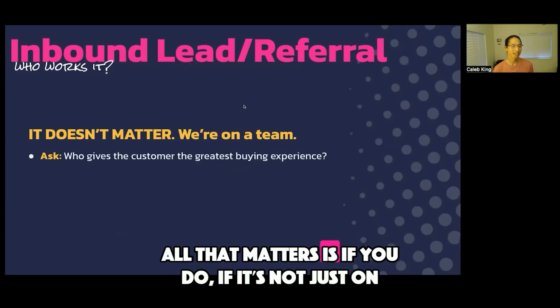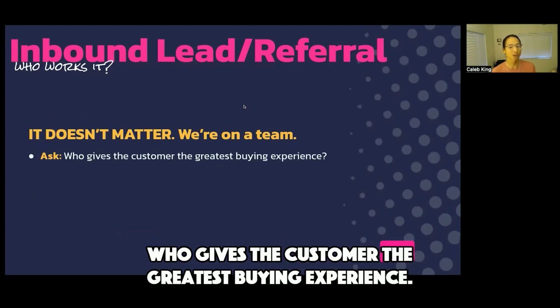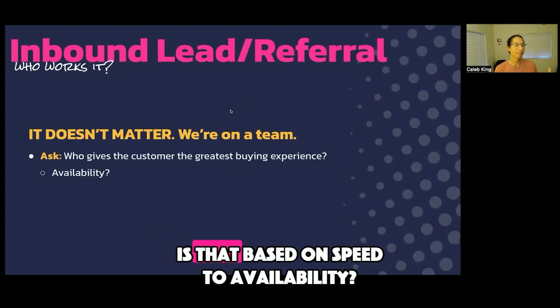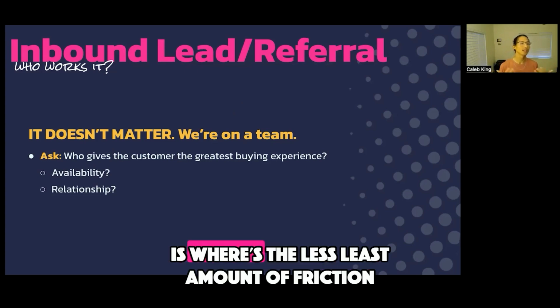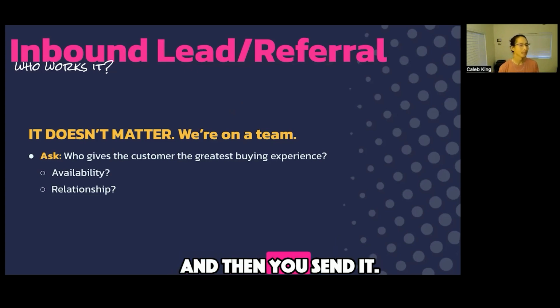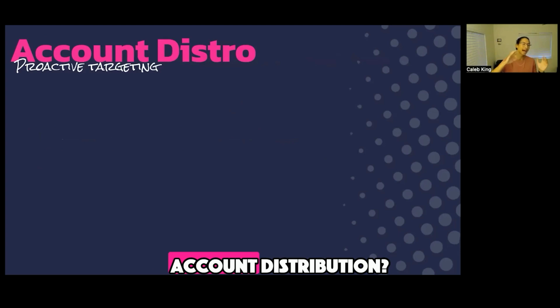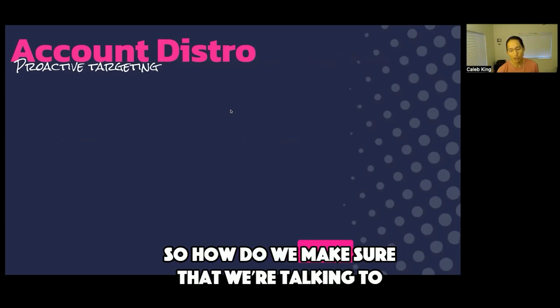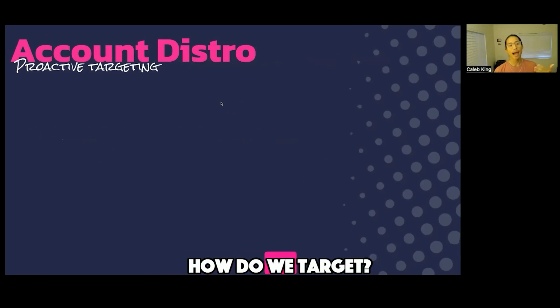All that matters is if it's not just booked on a meetings link, then all you do is you ask, who gives the customer the greatest buying experience? Is that based on speed to availability? Is it based on personal relationship? All we're asking is where's the least amount of friction? Who gives them the best buying experience? And then you send it, okay? What about the other half of the equation? Account distribution. So how do we make sure that we're talking to enough people and the right people as a team? How do we target?